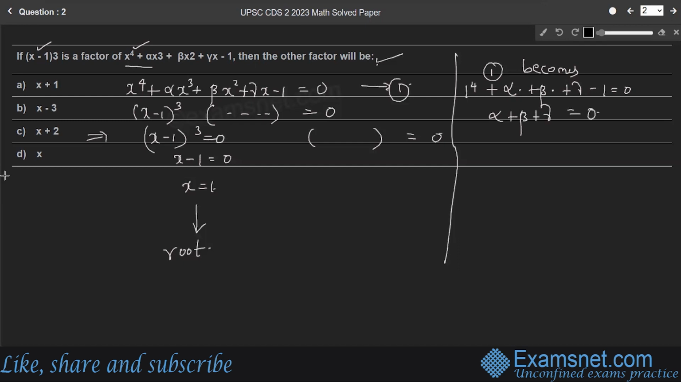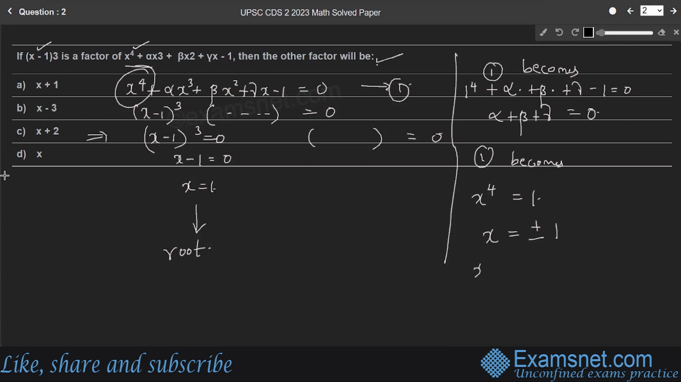So alpha plus beta plus gamma is equal to 0. Then x raised to 4 becomes plus 1, so the value of x is plus or minus 1.